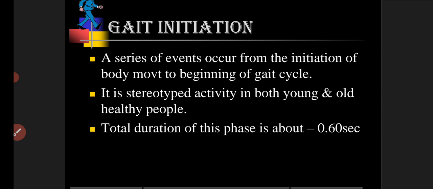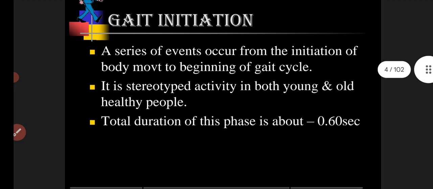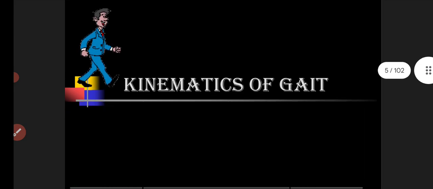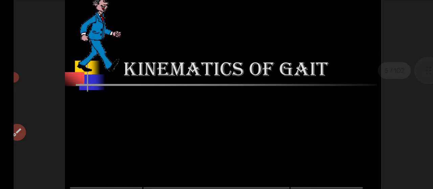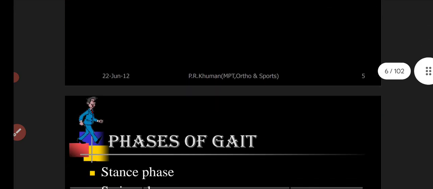Next, what is gait initiation? It is a series of events that occurs from the initiation of body movement to the beginning of the gait cycle. It is a stereotyped activity in both young and old healthy people. The normal duration of this phase is about 0.6 seconds.